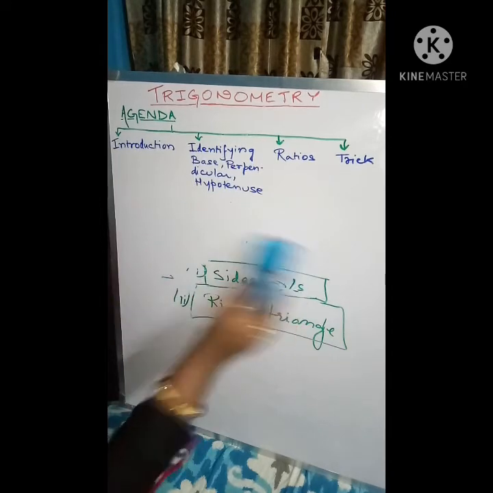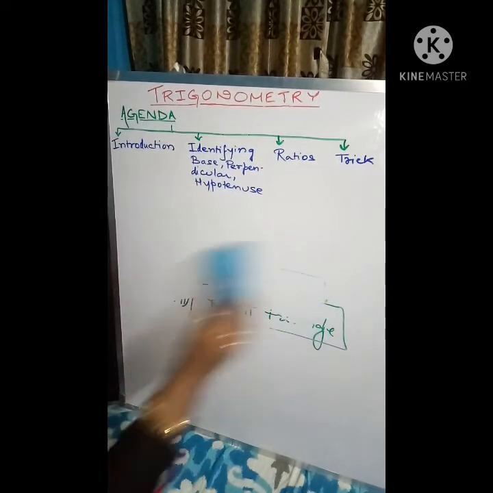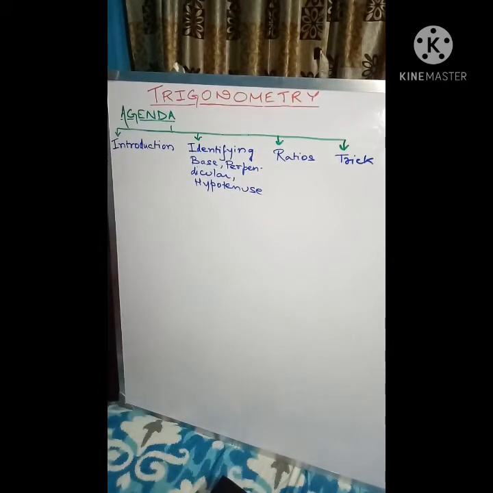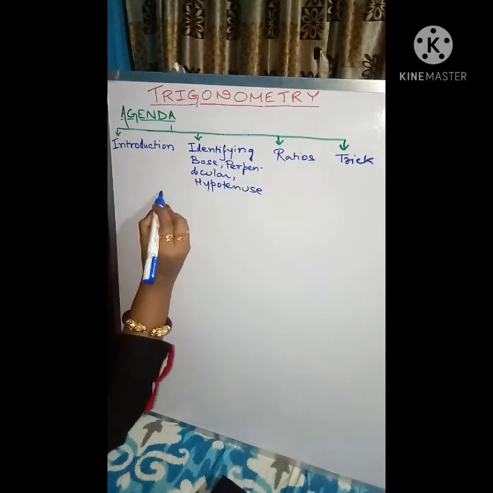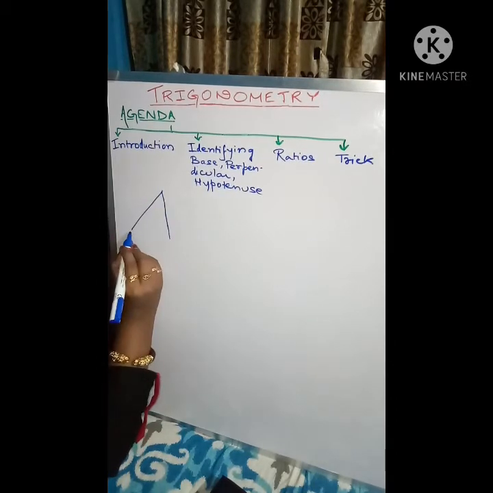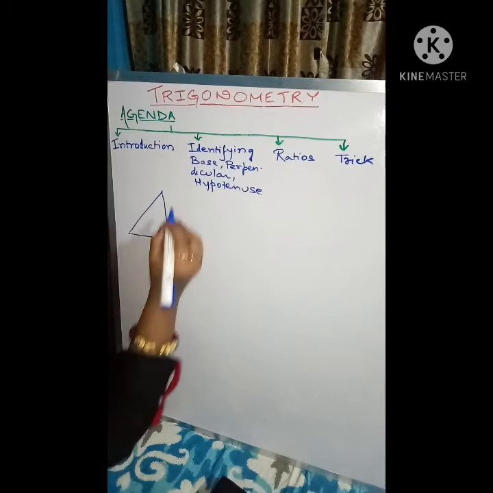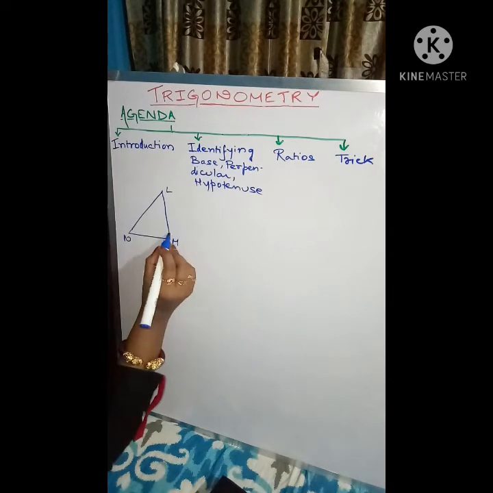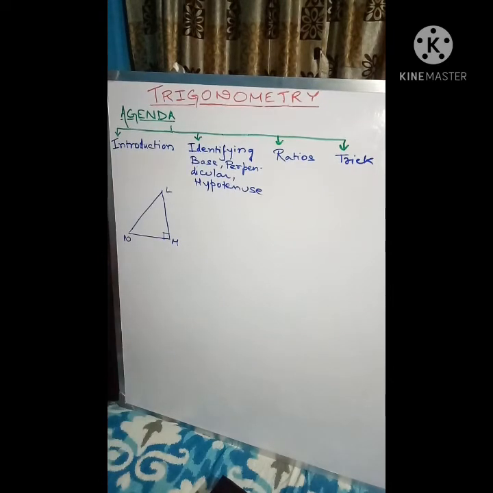For this, I will draw a right angled triangle first. See, this one is my right angled triangle. L, M and N, where it is right angled at M. Now suppose you are standing at N making an angle theta. Can you tell me which one will be your base, which one will be your perpendicular and hypotenuse?